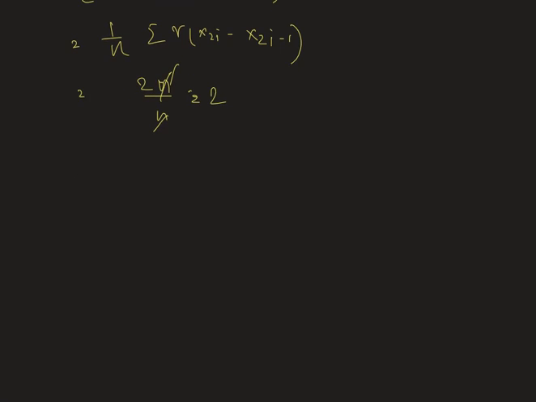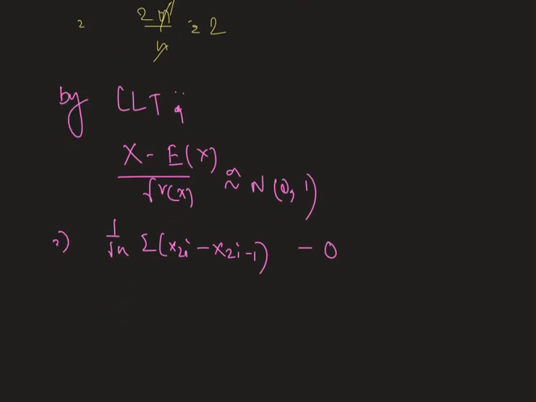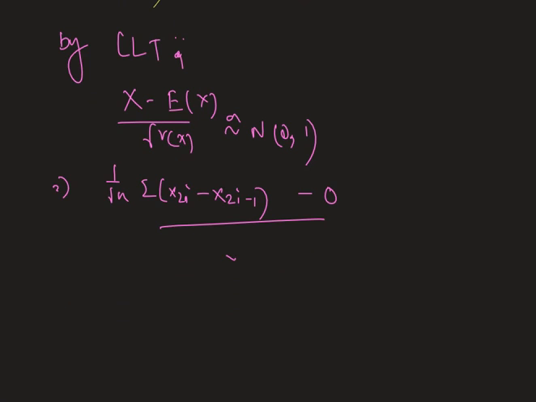Now by central limit theorem we know that X minus expectation of X divided by root over variance of X is asymptotically normal 0, 1. Here we get X as 1 by root n sum over X2i minus X2i minus 1, and the expected value of this expression is 0, and the root over variance is equal to root 2, and this follows asymptotically normal 0, 1. This is of course for large n.